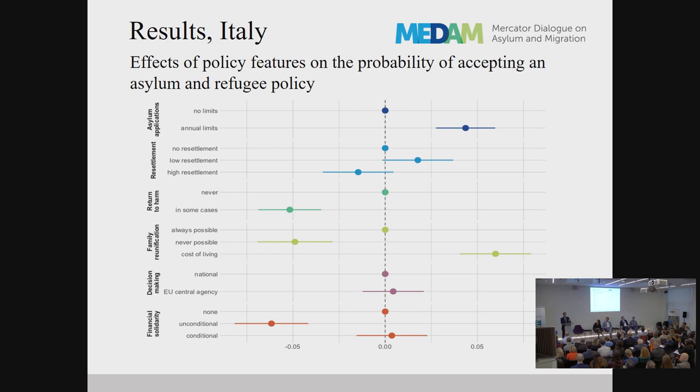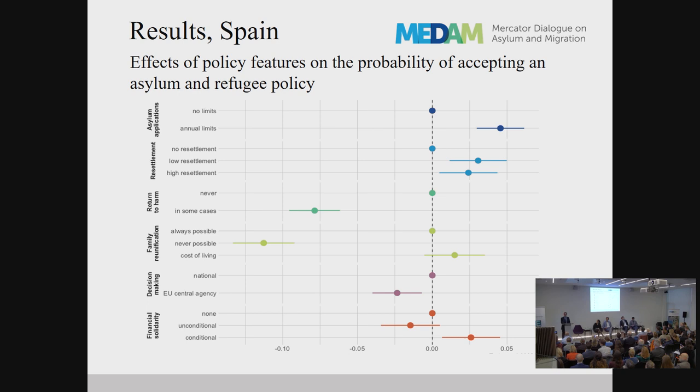Spain, interestingly, looks a little bit different. In Spain, both low resettlement and high resettlement are preferred to no resettlement at all. Remember I said that high resettlement has a negative impact in a lot of other countries. In Spain, it actually has a positive impact. And in Spain also, people don't have a strong preference for regulating family reunification through some sort of limits.